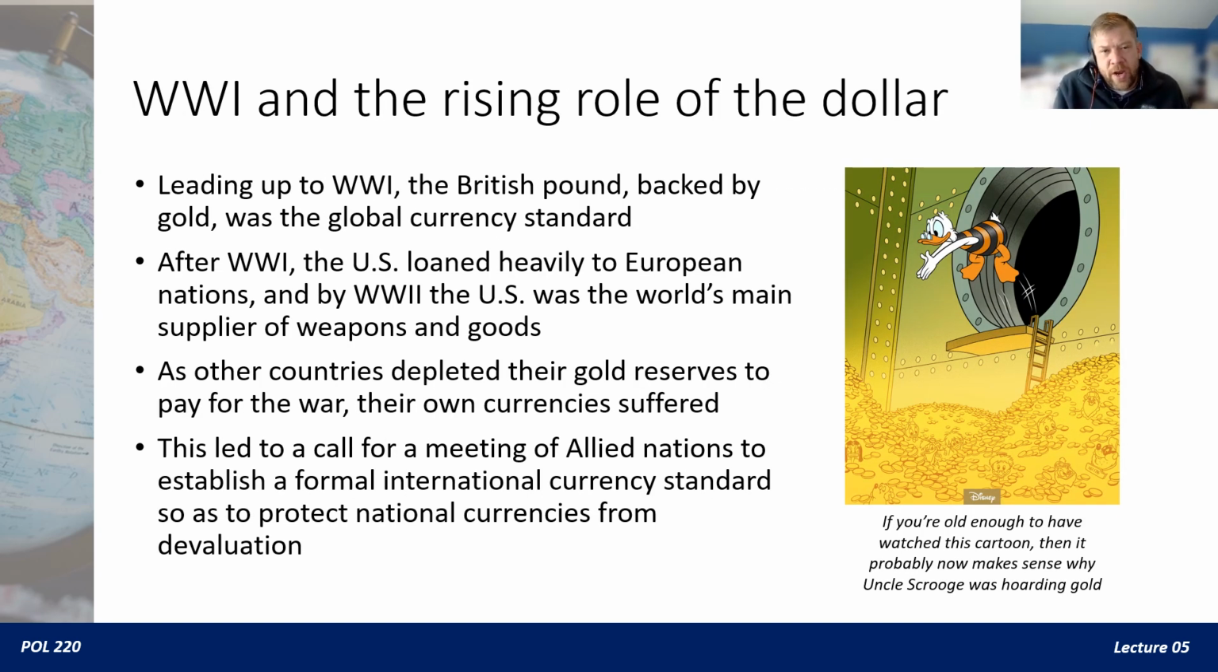So World War One, you have the situation like I mentioned here. The British pound, backed by the gold standard, was the global currency standard. That's what international trade was based on. After World War One, the U.S. ended up, like I said, loaning heavily to European nations, including the British. And by World War II, the U.S. was actually the world's main supplier of weapons and goods.